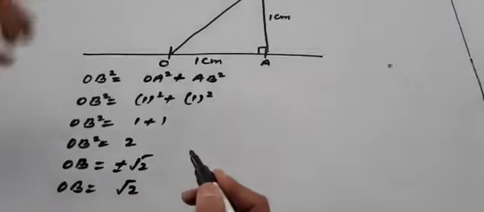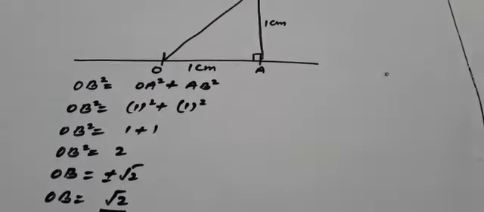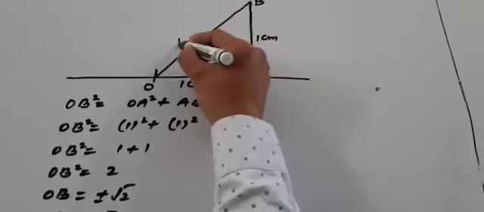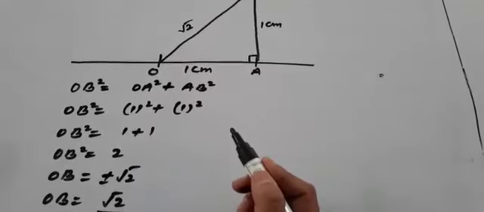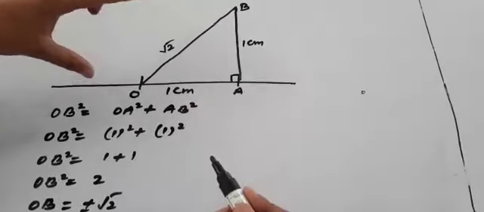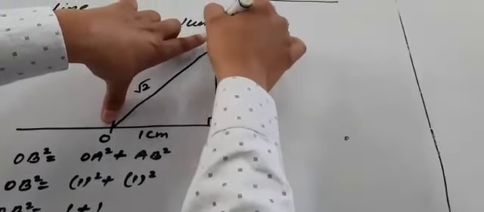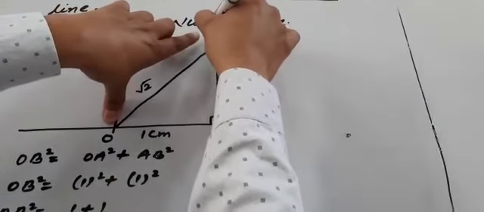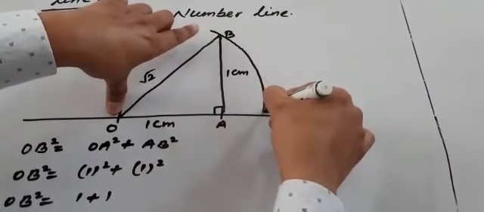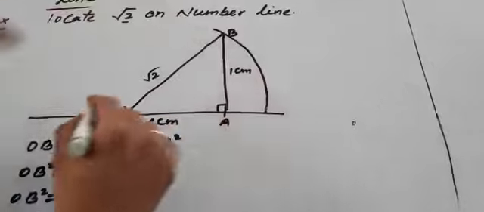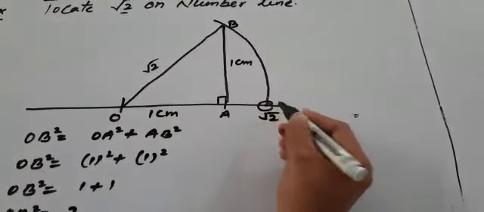Because OB is a distance, we consider the positive value of root 2. Now in the next step, with the help of a compass, take O as the center and OB as the radius, and draw an arc. Where this arc intersects the line, that will be the location of root 2.